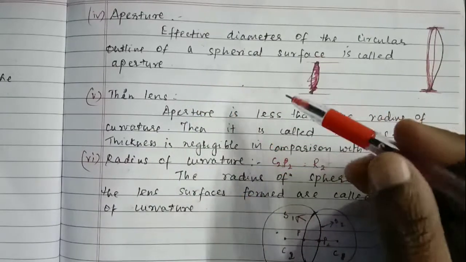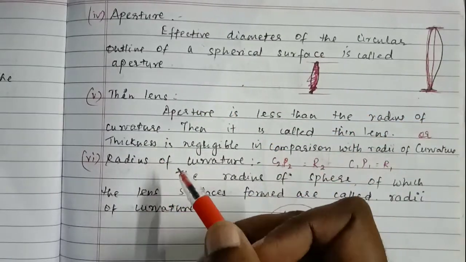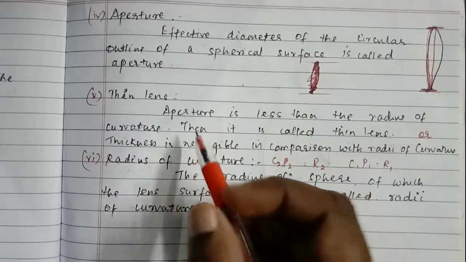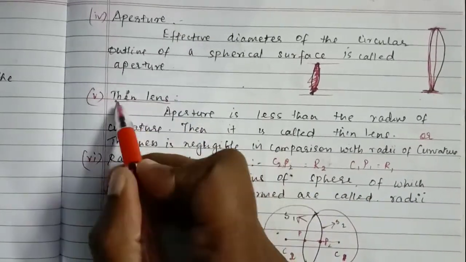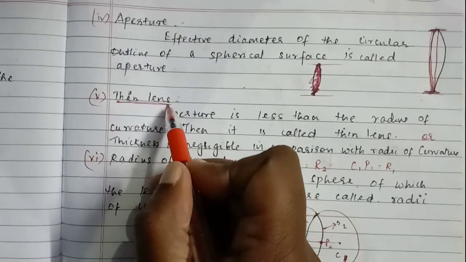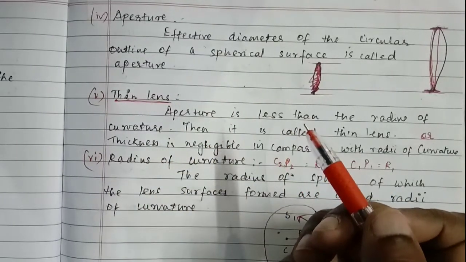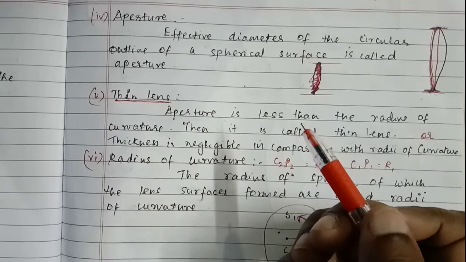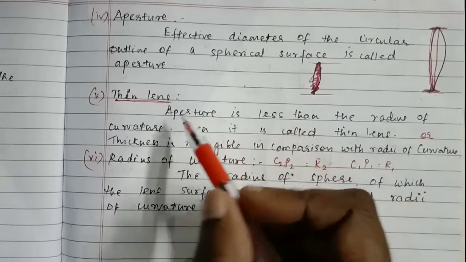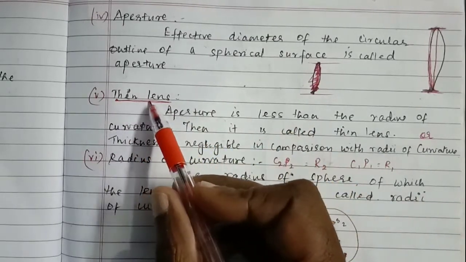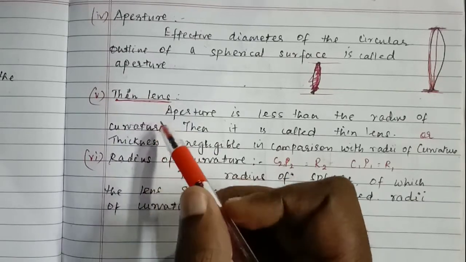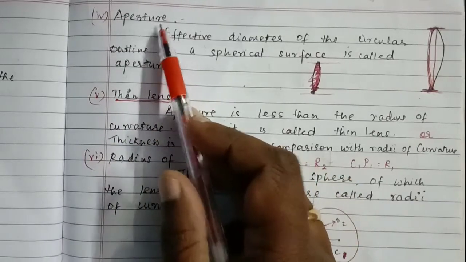Now, when we are studying ray optics, we talk about thin lens. It is well defined in physics. We cannot simply say thin and thick. There is a definition for thin lens. See, already I taught you what is an aperture.